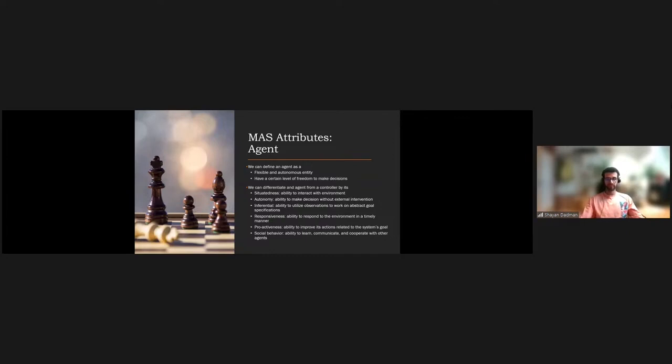We can define an agent as a flexible and autonomous entity which has a certain level of freedom to make decisions. We can differentiate an agent from a controller by its situatedness, which means the ability to interact with the environment; the autonomy, which is the ability to make decisions without external intervention; inferential, the ability to utilize observations to work on abstract goal specification; responsiveness, the ability to respond to the environment in a timely manner; proactiveness, which is the ability to improve its actions related to the system goal; and social behavior, which is the ability to learn, communicate, and cooperate with other agents.